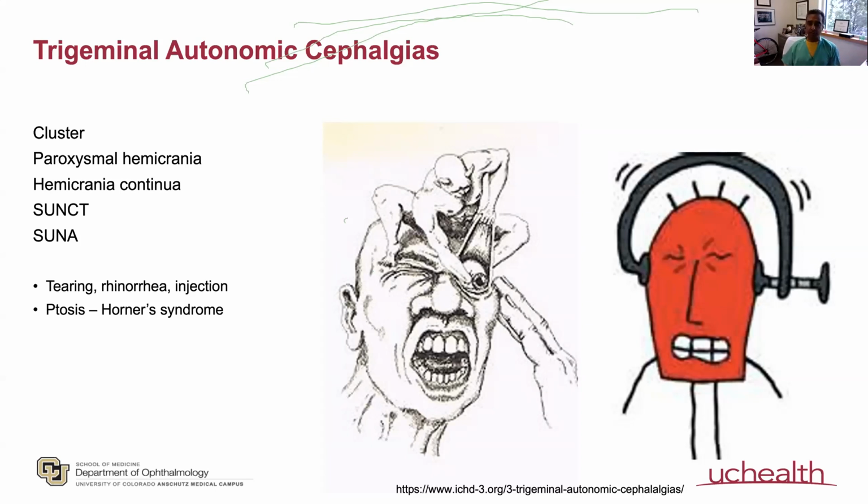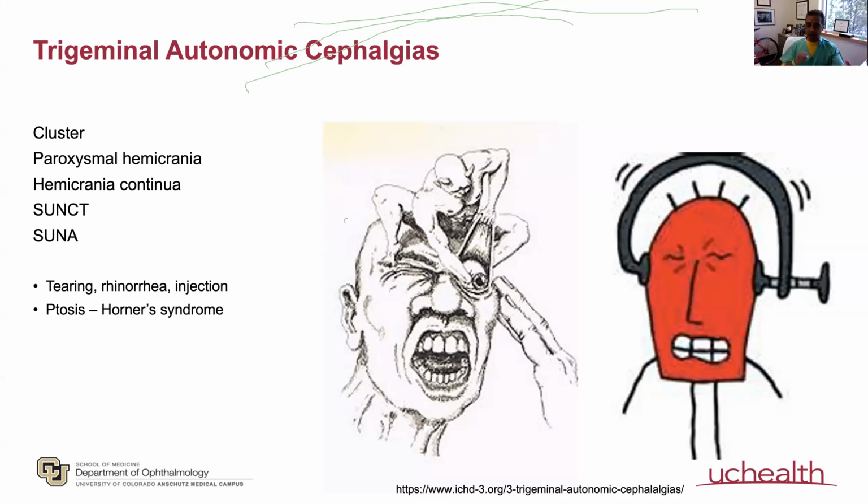At least a few times a month, I will get a patient like this who comes in, is sent to me because maybe they have some blurred vision, maybe they even have a Horner's syndrome, and they are being treated for migraine headache, and they are miserable from their headache. These are drawings of how patients have described their pain with trigeminal autonomic cephalalgia.